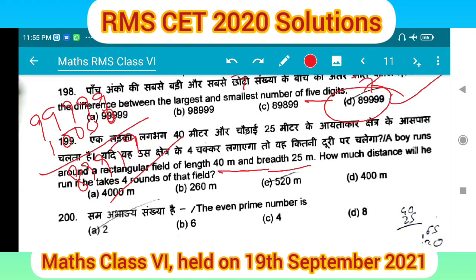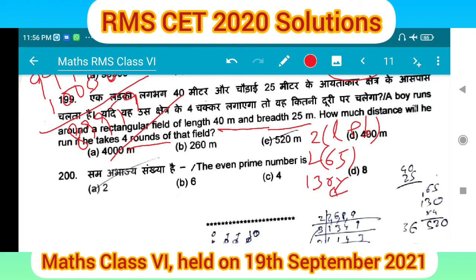See, what is the area of a rectangle? Not area, it is the perimeter. 2 times of L plus B. 2 times of L plus B means 2 times of L plus B. L plus B means 40 plus 25 is 65. So 2 times 65 means 130. 130 into how many rounds? 4 rounds. 130 into 4 means 130 into 4. 4 zeros are 0. 4 threes are 12, 1 carry. 4 ones are 4, plus 1 is 5, so 520. This is the answer.